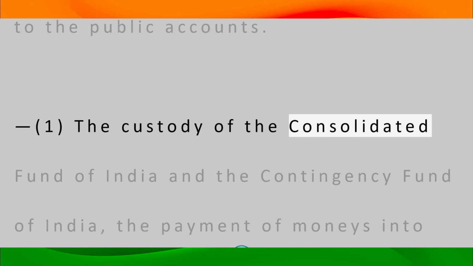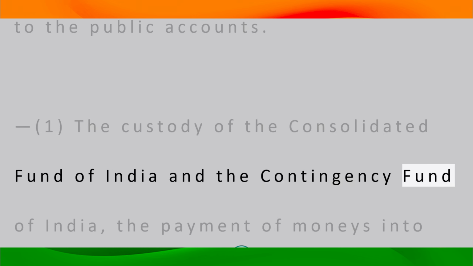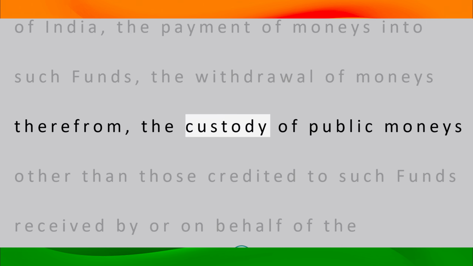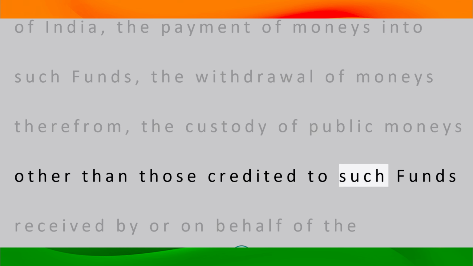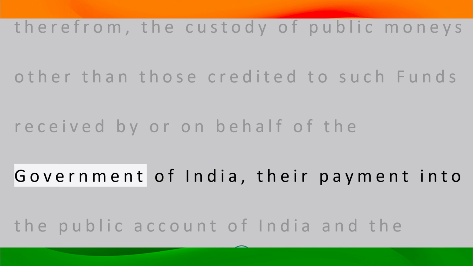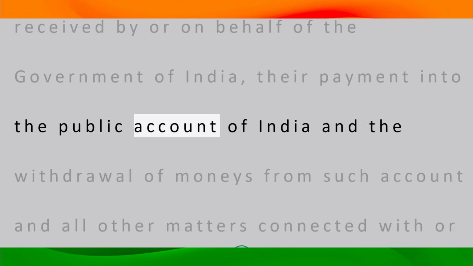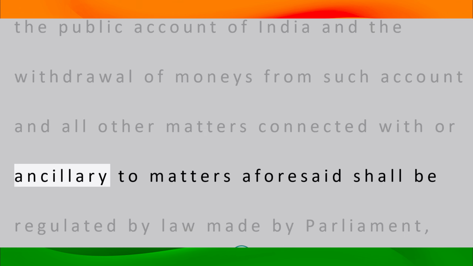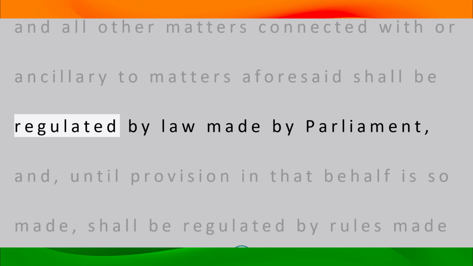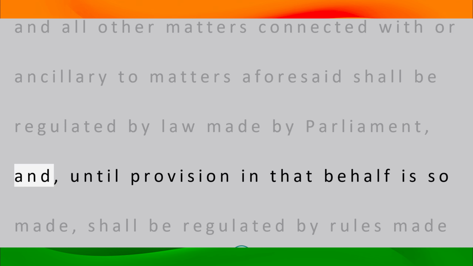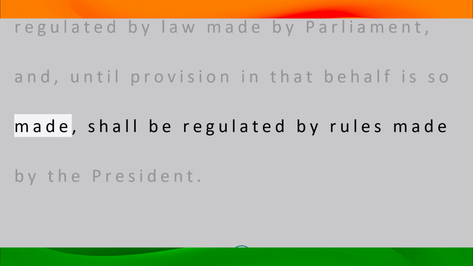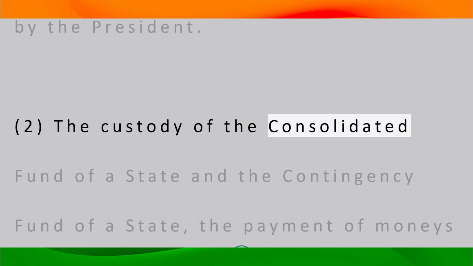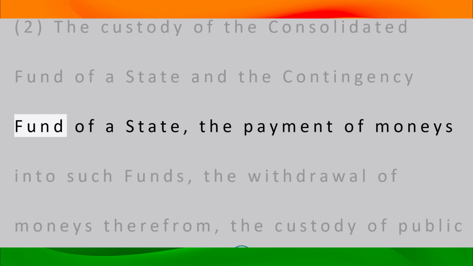1. The custody of the Consolidated Fund of India and the Contingency Fund of India, the payment of monies into such funds, the withdrawal of monies therefrom, the custody of public monies other than those credited to such funds received by or on behalf of the Government of India, their payment into the public account of India and the withdrawal of monies from such account, and all other matters connected with or ancillary to matters aforesaid shall be regulated by law made by Parliament, and until provision in that behalf is so made, shall be regulated by rules made by the President.